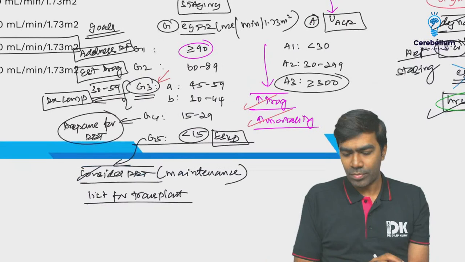Remember, if all these are increased, always think about DIC. Always ask yourself the question: is it likely to be DIC, that is, disseminated intravascular coagulation? It's a very, very important differential, because DIC can also present with the same findings as HUS-TTP.